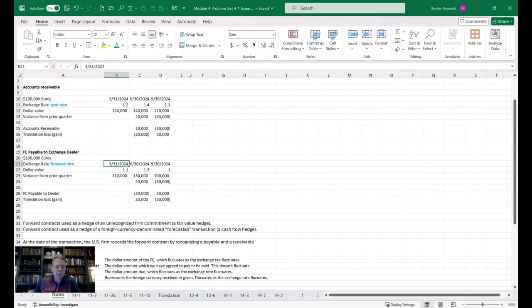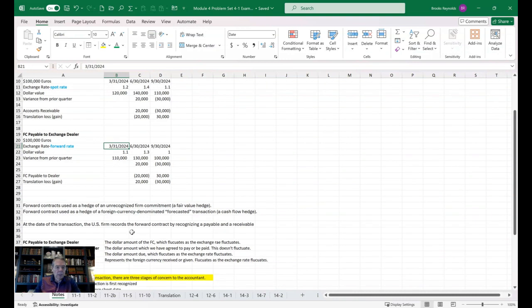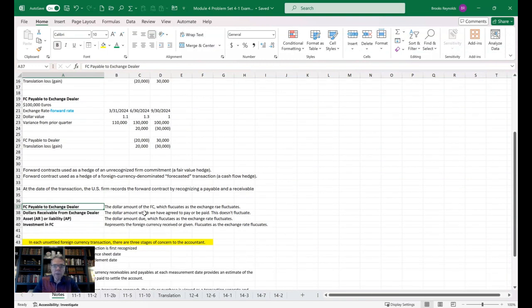So we'll go through this, and here are some accounts here, FC payable to exchange dealers. So that's going to be something that fluctuates because that's foreign currency payable to the exchange dealer. So that is going to be an obligation in whatever the foreign currency is. So every time you adjust your balance sheet, you're going to have to make a change to that.